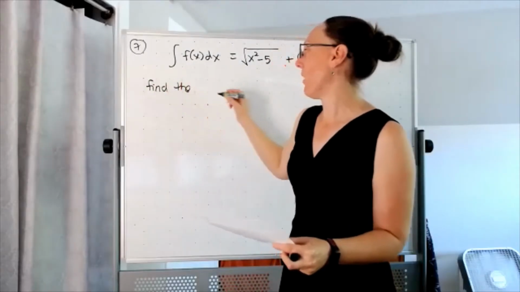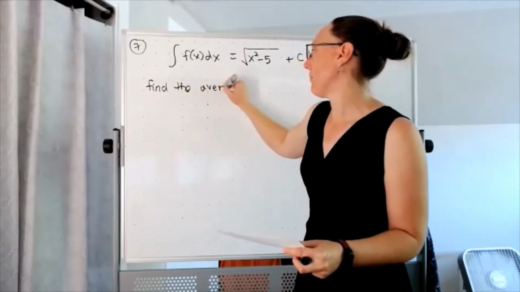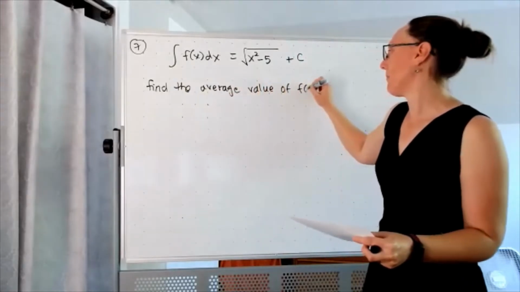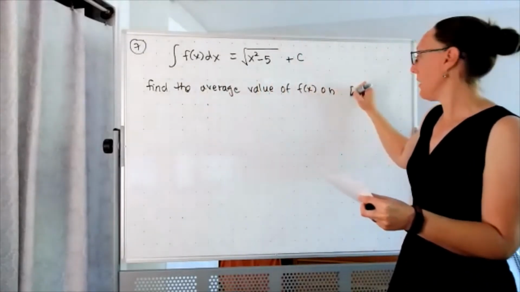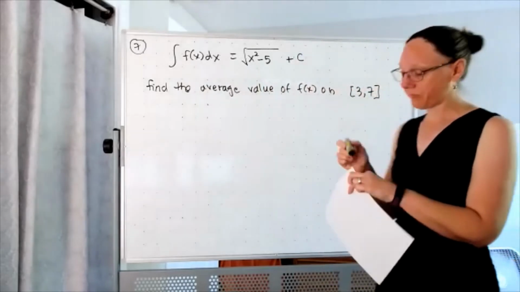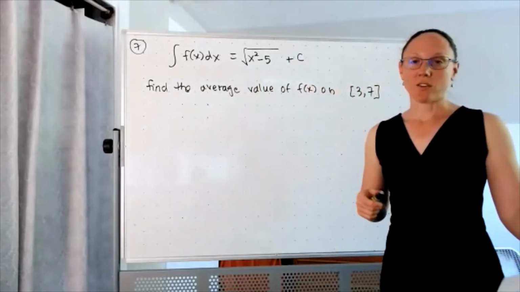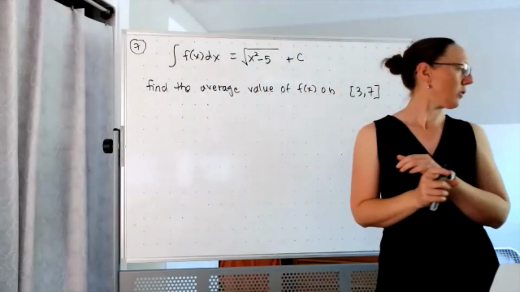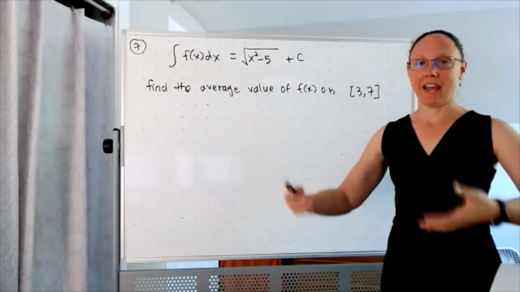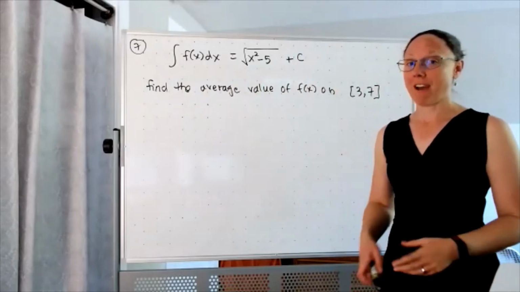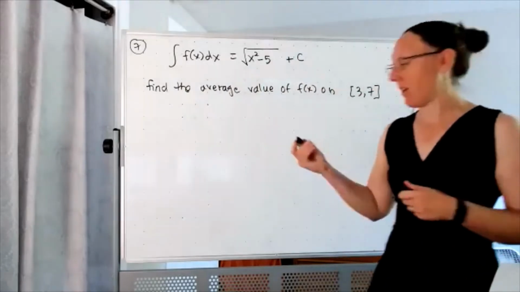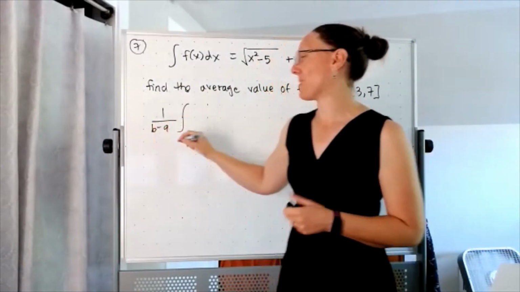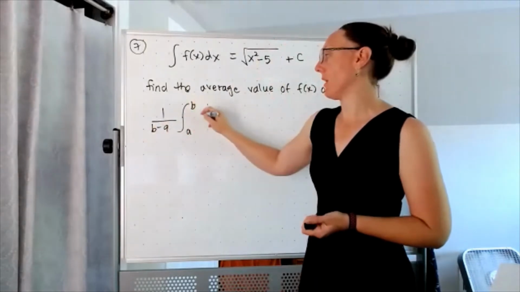Find the average value of f on 3 to 7. So this is testing our integral notation, as well as average value. When we find the average value of a function, that formula looks like 1 over b minus a times the integral of the function from a to b.